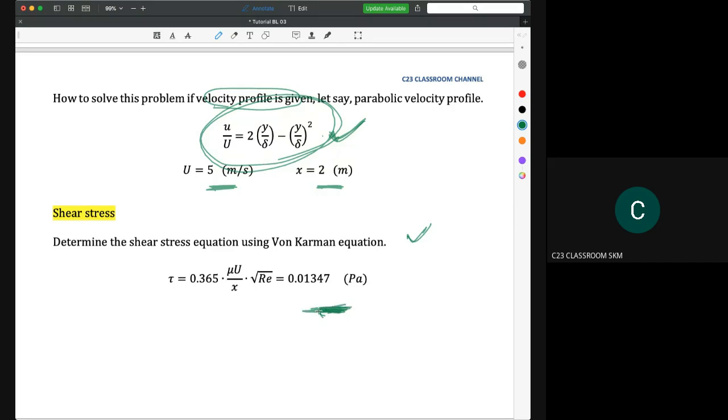Okay, and then if you see the equation here, there is no differential form. There are no dx, dy, there are no d theta, dx, and so on. So that means this equation can give us the final value. So the final value of shear stress, if you substitute all the values of the parameters, is around 0.01347 Pascal.